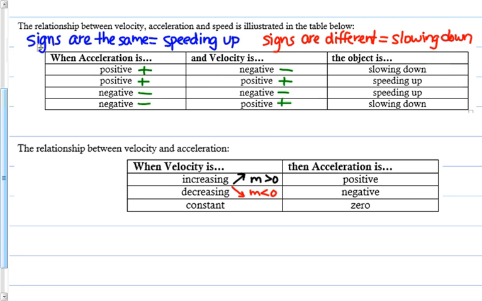And then when velocity is constant, if you think about it, constant velocity is a straight line, a horizontal line, in which case my slope is going to be 0. And if my slope is 0, then acceleration is 0. Because remember, acceleration is the derivative of velocity. I know it's a lot of information, but you get used to it.